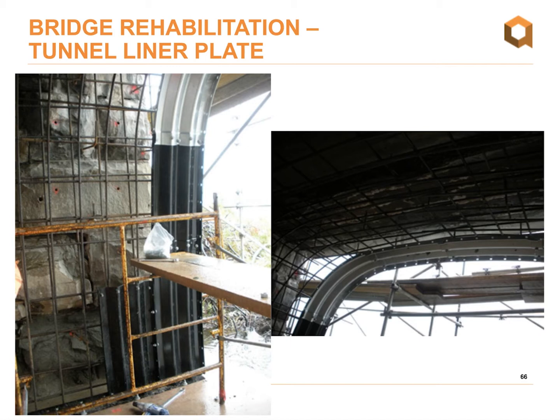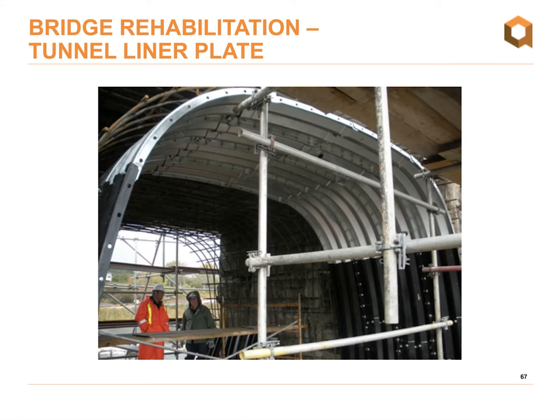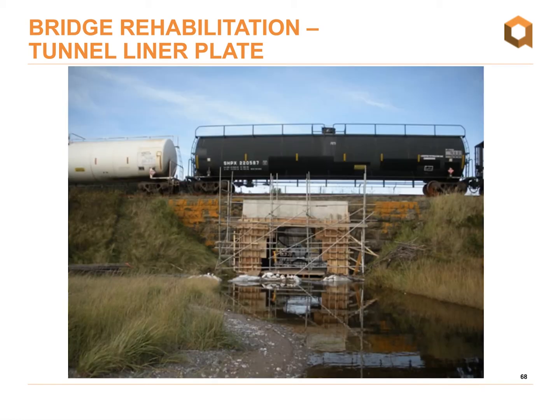So here you can see the structural rebar has been placed prior to the assembly of the tunnel liner. And this is basically just another shot of the installation showing the contractor's staging area. And as mentioned, our tunnel liner plate, of course, was installed without disruption to the rail traffic above.